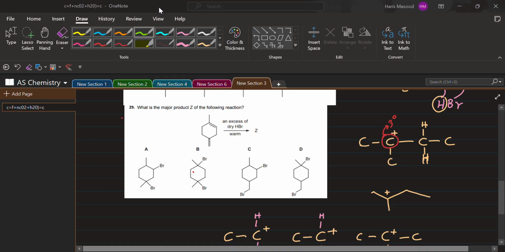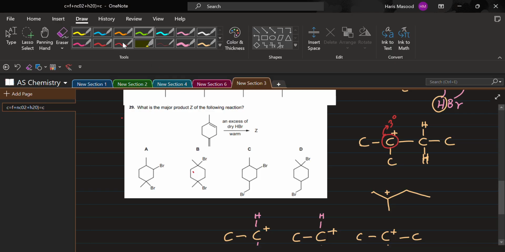Mm, B. So this carbon had one hydrogen, this carbon had none. So you attached, okay, it is correct. So for the second, you have attached Br on the second one. Okay.